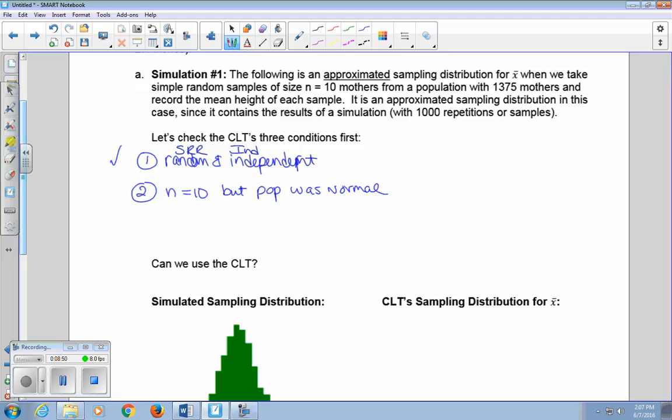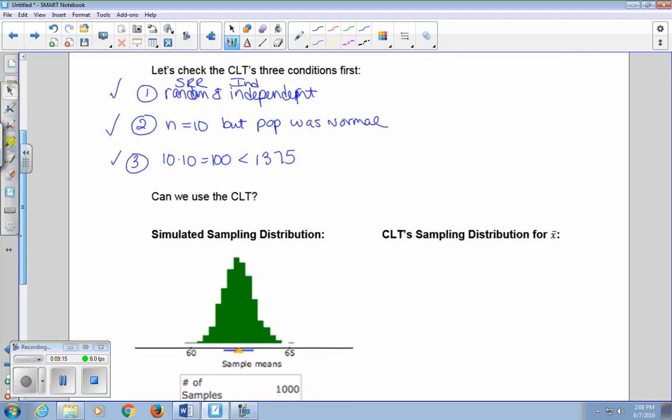We had simple random sampling and independence. We had a normal population. And 3, we want to know, was our population more than 10 times our sample size? So 10 times 10 is equal to 100, which is less than 1375. So that also has been met. So we can use our central limit theorem.